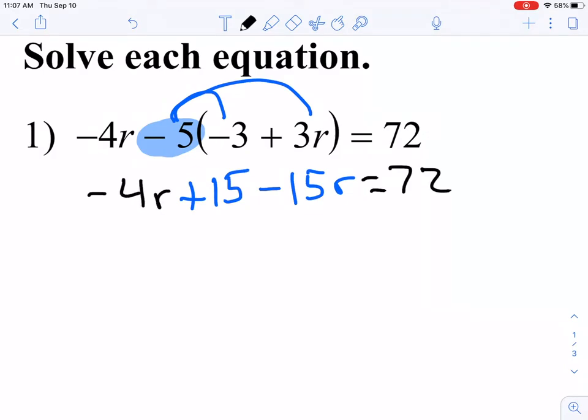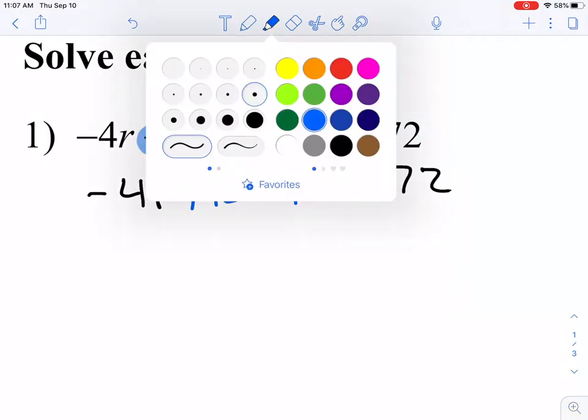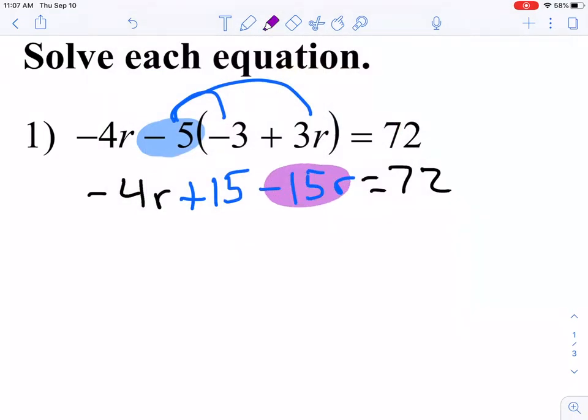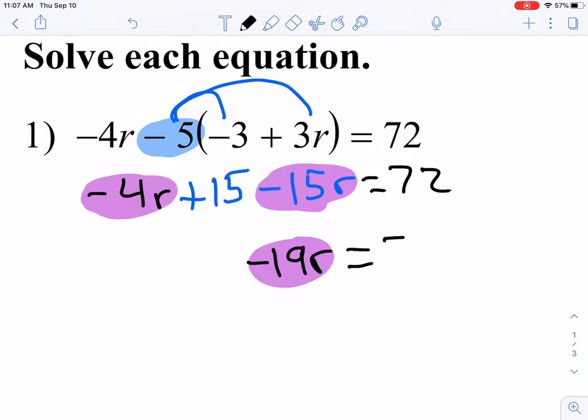The next step is to combine any like terms. In purple, I'll highlight I have a negative 15r and a negative 4r. When I combine those, they make a negative 19r. We want to make sure that we rewrite everything.